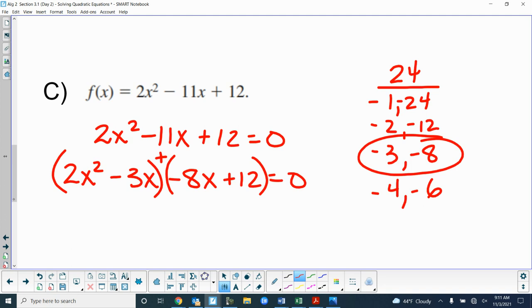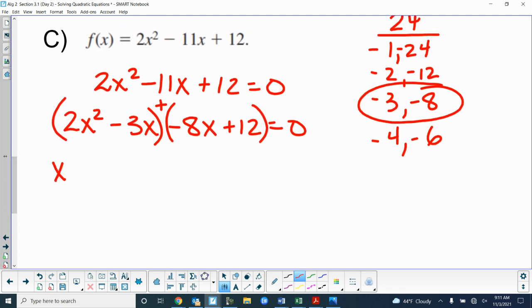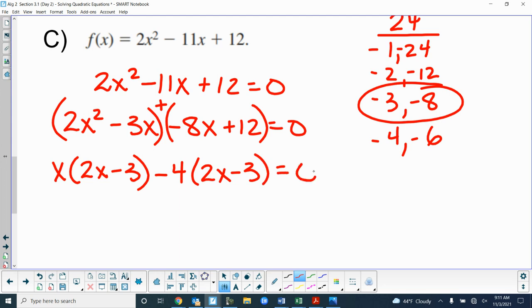What's the GCF of the first group? x. What's 2x squared divided by x? Negative 3x divided by x. Since there's a negative there, pull it out. What goes into those two? 4. What's negative 8x divided by negative 4? 2x. 12 divided by negative 4? Negative 3. Is it working out like I want? Yeah. I got 2x minus 3 in both parentheses. So that's one factor. And x minus 4 is the other.